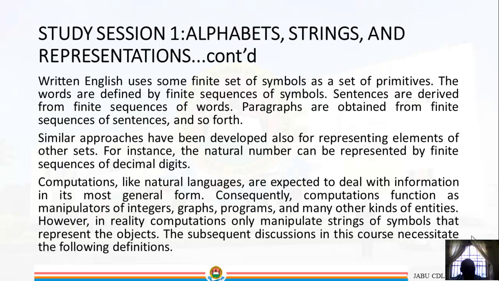Similar approaches have been developed also for representing elements of other sets. For instance, the natural numbers can be represented by finite sequences of decimal digits. Computations, like natural languages, are expected to deal with information in its most general form. Consequently, computations function as manipulators of integers, graphs, programs, and many other kinds of entities. However, in reality, computations only manipulate strings of symbols that represent objects.